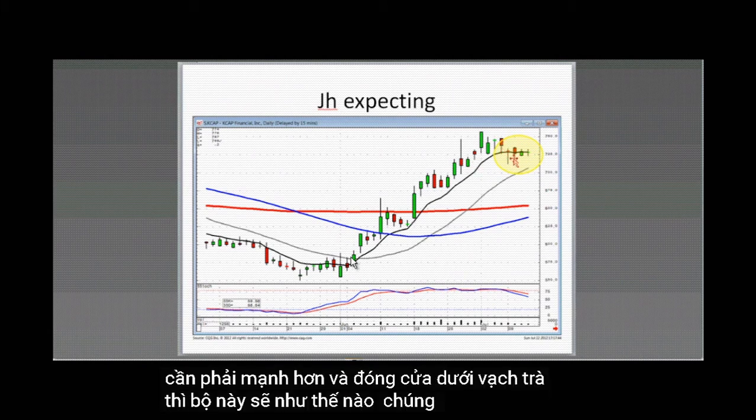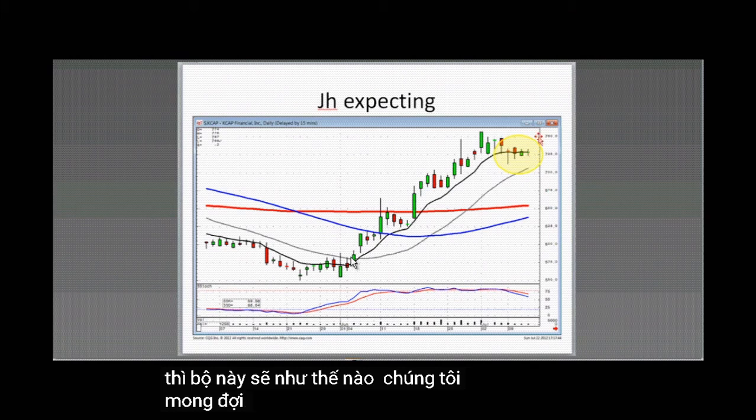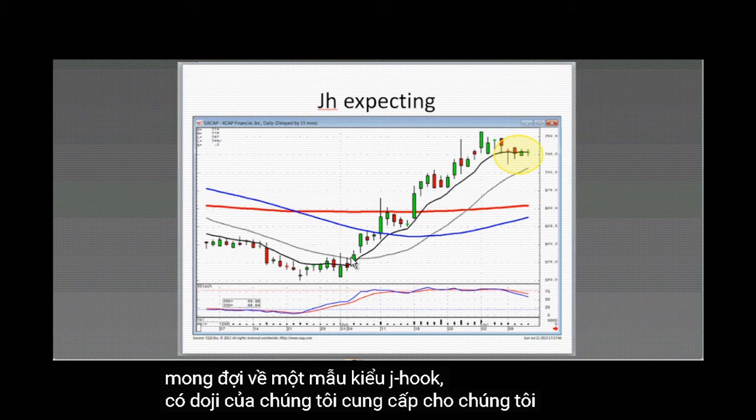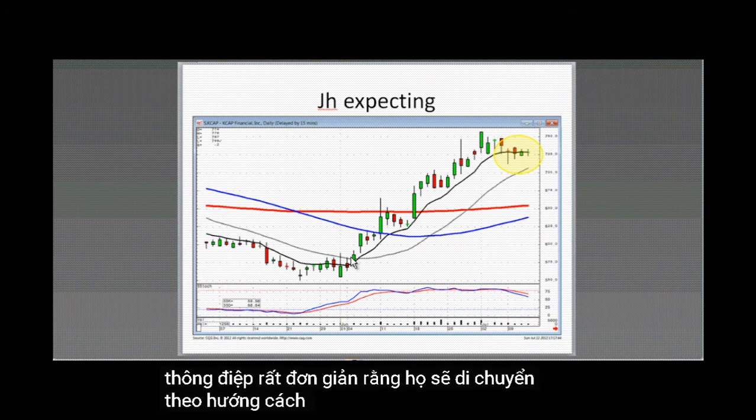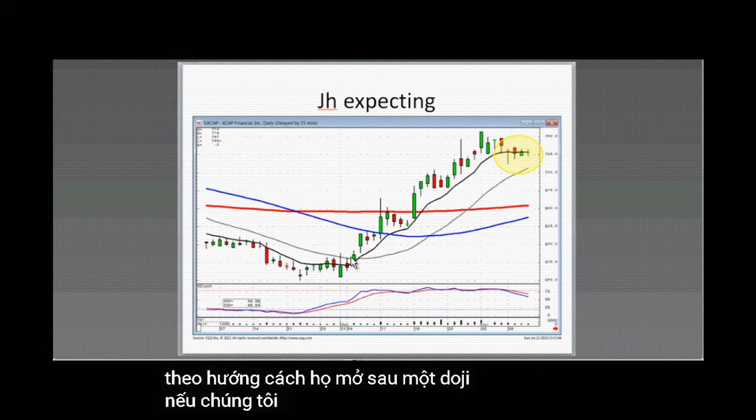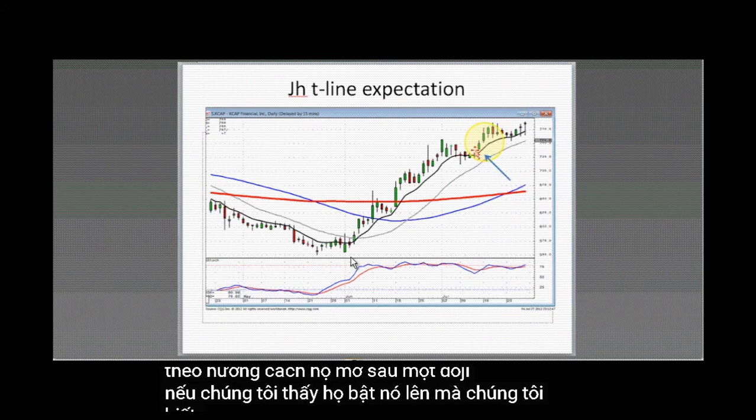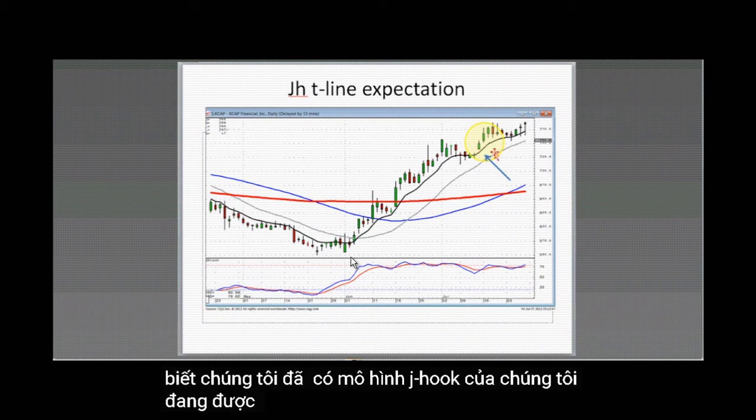What does this set us up for? The expectation of a J-hook type pattern. There's our doji. That gives us a very simple message. They're going to move it in the direction of how they open it after a doji. If we see them pop it to the upside, we know we've got our J-hook pattern in progress.